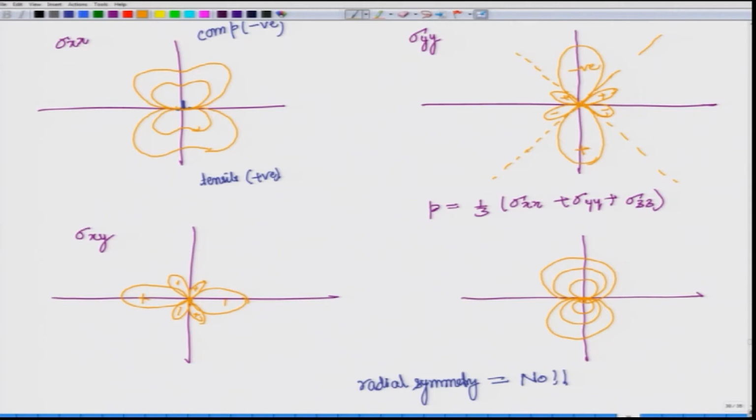So, this is how the pressure or the hydrostatic pressure looks like, and so here one of them is the negative component. So, this is the negative, this is the positive component, and even the hydrostatic stress does not show radial symmetry. In fact, we should not even expect any radial symmetry over here.